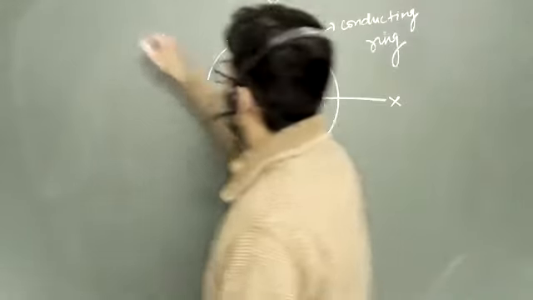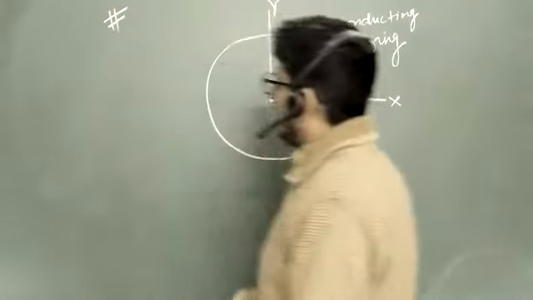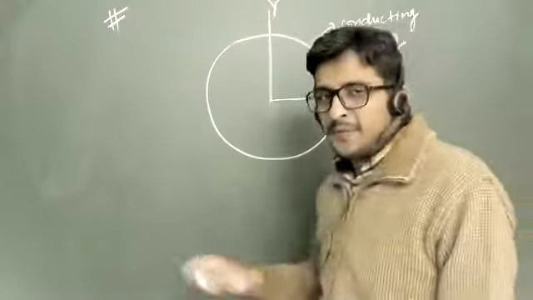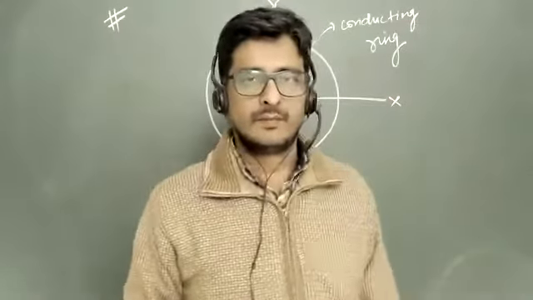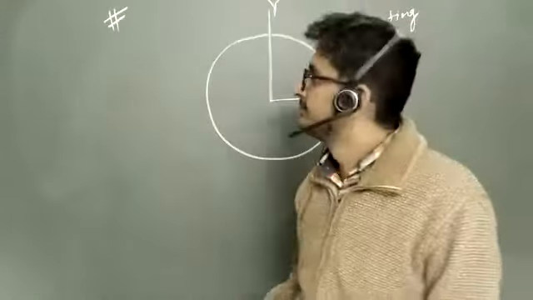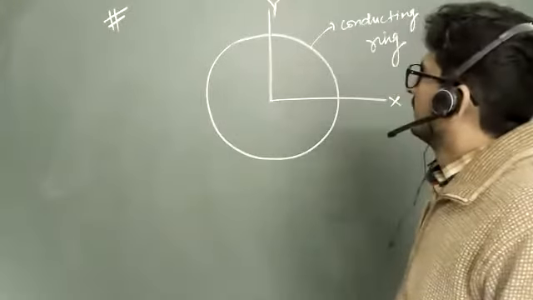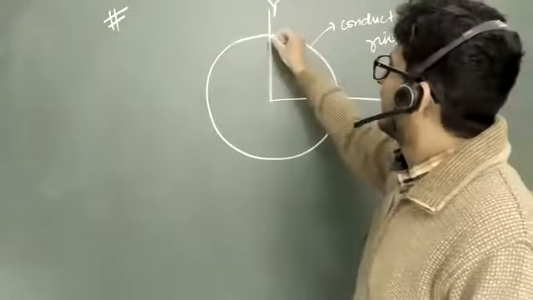Okay, a very nice problem. And what type of system is this? Who will tell me? What type of system is this? Conducting ring means you already have charge on this.